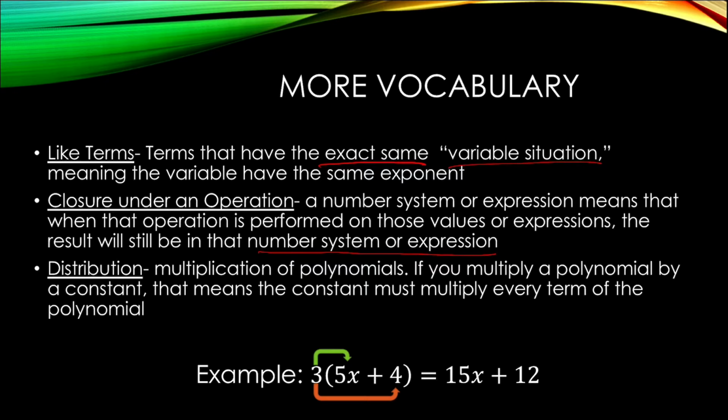Distribution is multiplication of a polynomial. If you multiply a polynomial by a constant, that means the constant must multiply every term of the polynomial. Like this, 3 goes into 5x and then into 4, which gives me 15x plus 12. We have to distribute that.